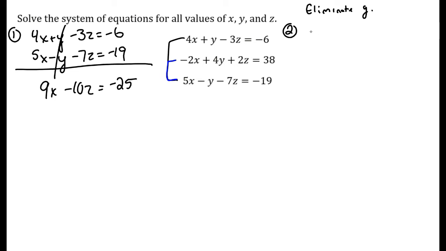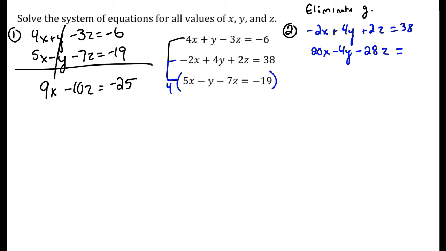So I need to somehow make that last equation there have a negative 4y. So what I'm going to do is multiply it by 4. So I get 20x. I have to distribute it to every term. Minus 4y minus 28z equals 19 times 4 is going to be negative 76. So we scaled up everyone in that equation. I made the equation look different, but it's still the same equation.